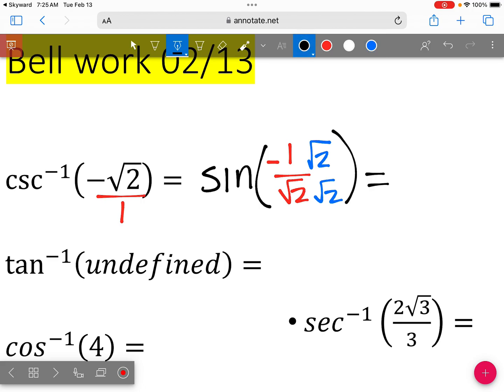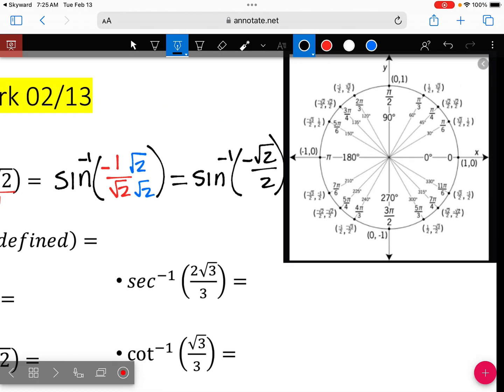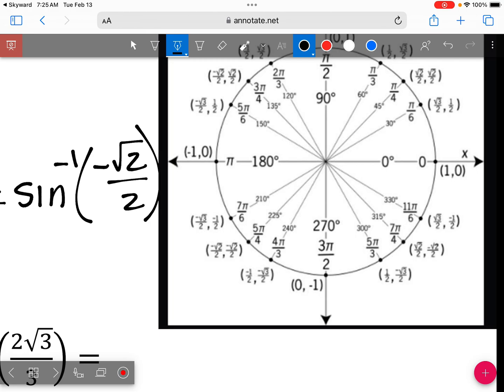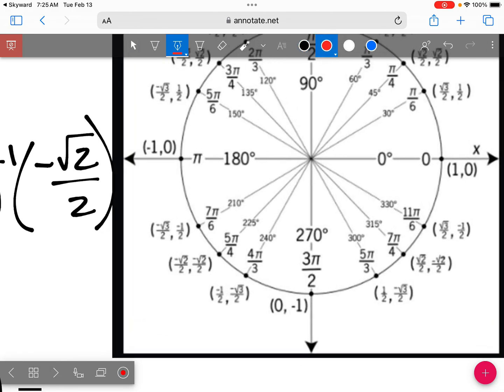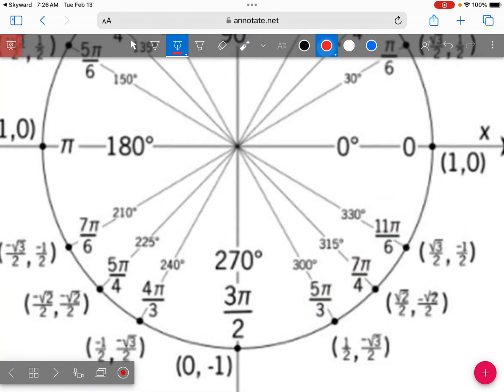So when you rationalize it, you get the inverse sine of negative root 2 over 2. What quadrants am I looking in? Tell me with your fingers what quadrant am I looking in? And because it's negative, I'm in which quadrant? I'm in 4. Now you have to be careful with this one though, because this is going to be a reflection.